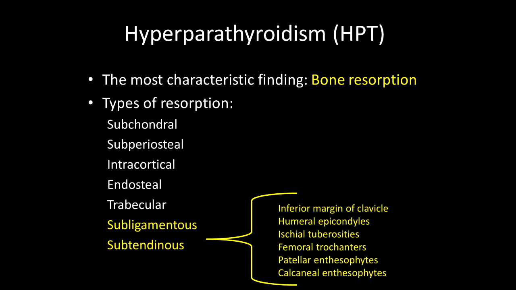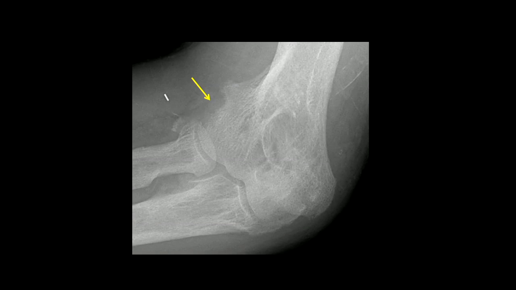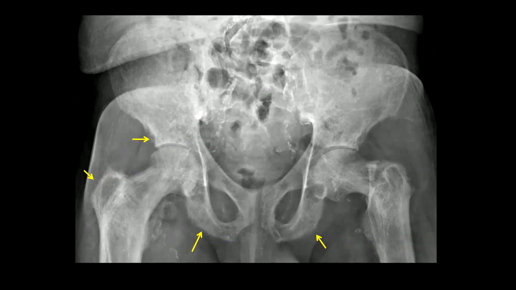Moving next to subligamentous and subtendinous bone resorption. Now, these findings are classic, and the locations in which you should look for them include the inferior margin of the clavicle, the humeral epicondyles, the ischial tuberosities, the femoral trochanters, the superior pole of the patella, and the location of the calcaneal enthesophytes. I'll show you an example here at an elbow. You can see a marked resorption of bone along the lateral epicondyle of the elbow in somebody with chronic renal disease and secondary hyperparathyroidism.